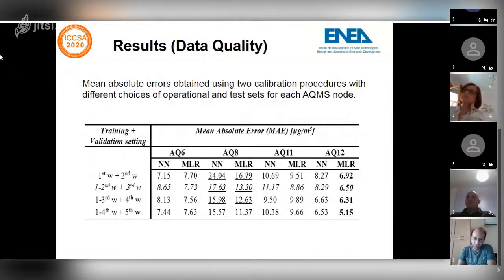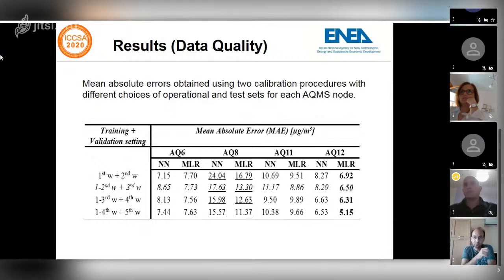The obtained results are reported in this table. The two calibration algorithms have been compared using different training lengths, while keeping 1 week of data for shallow neural network regularization purposes, and the remaining data for testing purposes. So to simulate a real condition where nodes will be operated after the calibration phase.